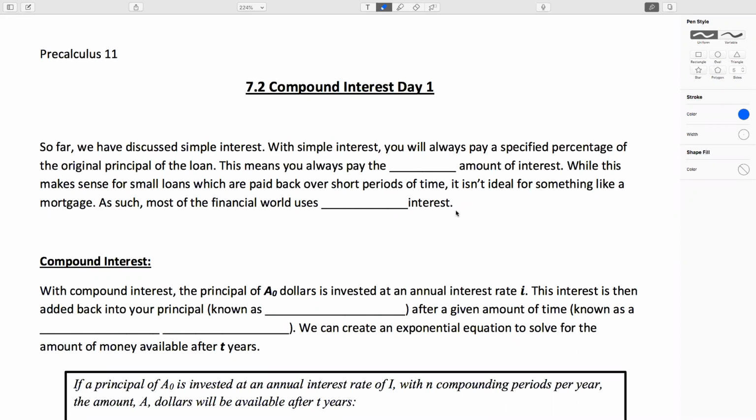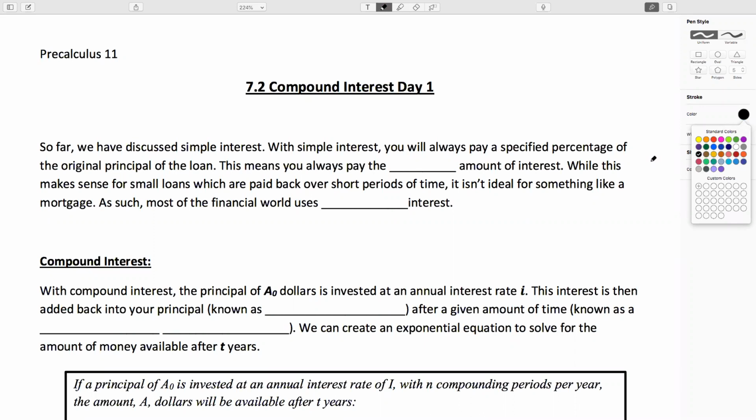So today the topic's going to be something called compound interest. Yesterday we talked about simple interest. And compound interest is a similar idea, but there's some minor differences that end up being really, really major differences when you actually crunch the numbers. So let's talk about it a little bit.